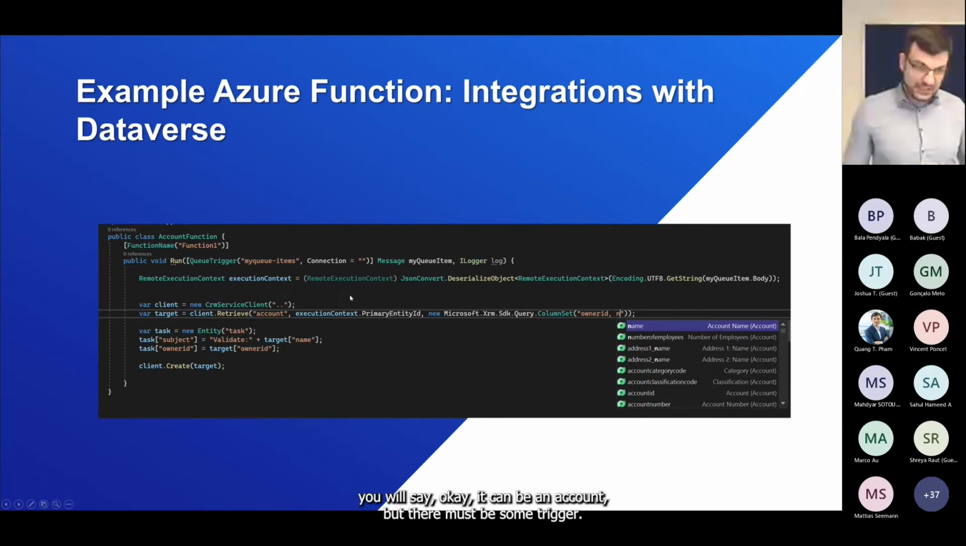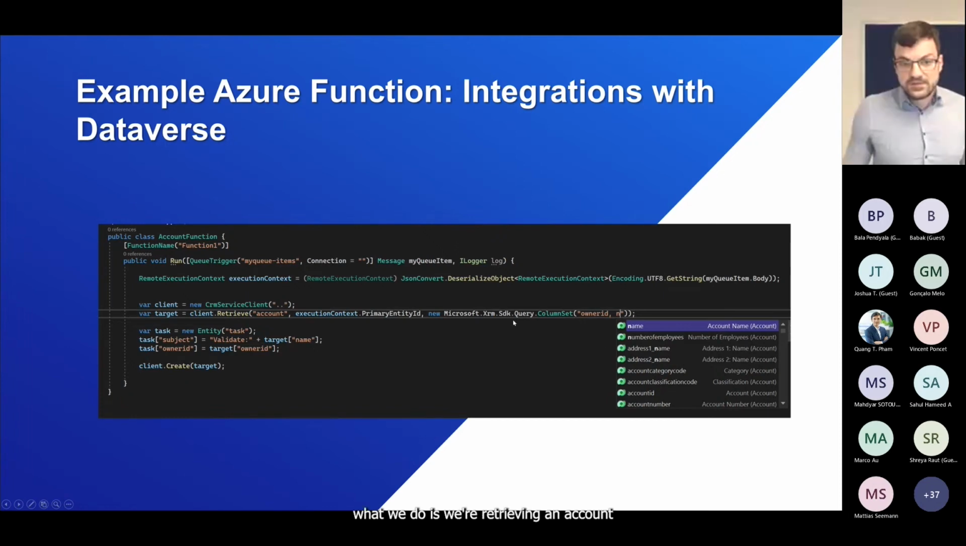So at the end, you will say, okay, it can be an account, but there must be some trigger. So some component must create a message with some account-related data to make this whole thing useful in any way. Yeah? That's one use case. The second one is, of course, we provide IntelliSense based on the context. We will see that later again.